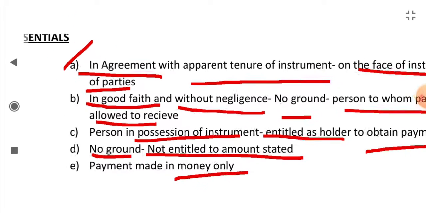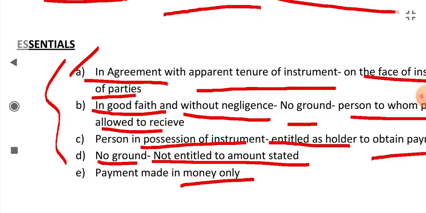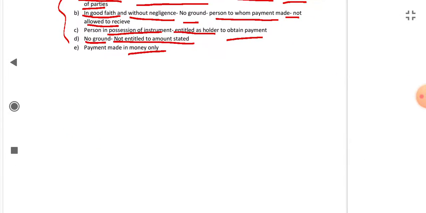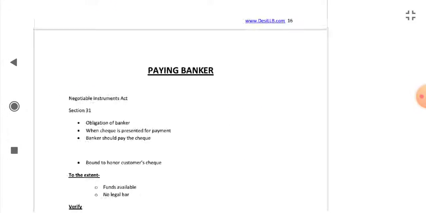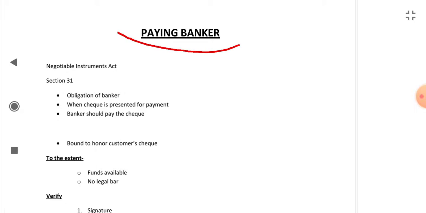If all these conditions are satisfied, then the paying banker who is paying the money will get protection against any action taken against him. Now we will see who is the paying banker. A paying banker is whoever receives the check and pays the money on the check or any other instrument. That's called a paying banker.